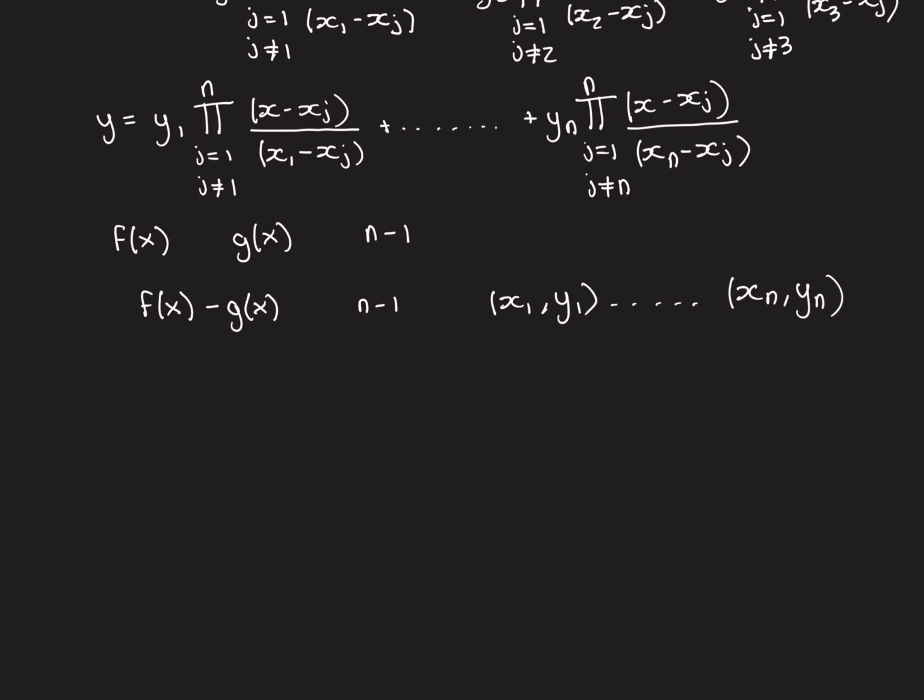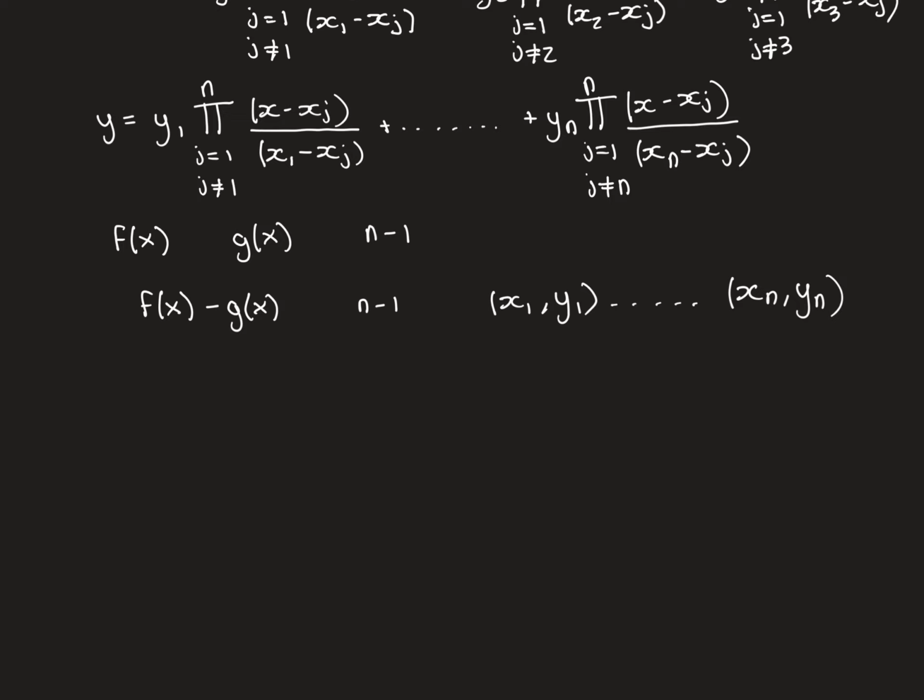Basic algebra. Now here's the problem with this. Because these two polynomials both went through all of these points, that means that if you consider the two of them subtracted at all of these points, so if you put in x1, x2, x3, all the way up to xn into this, you're going to get 0.